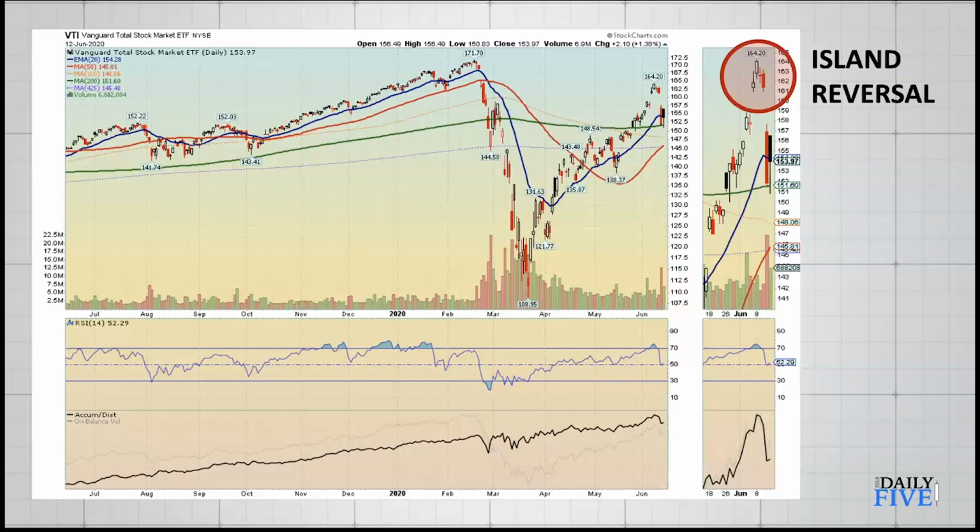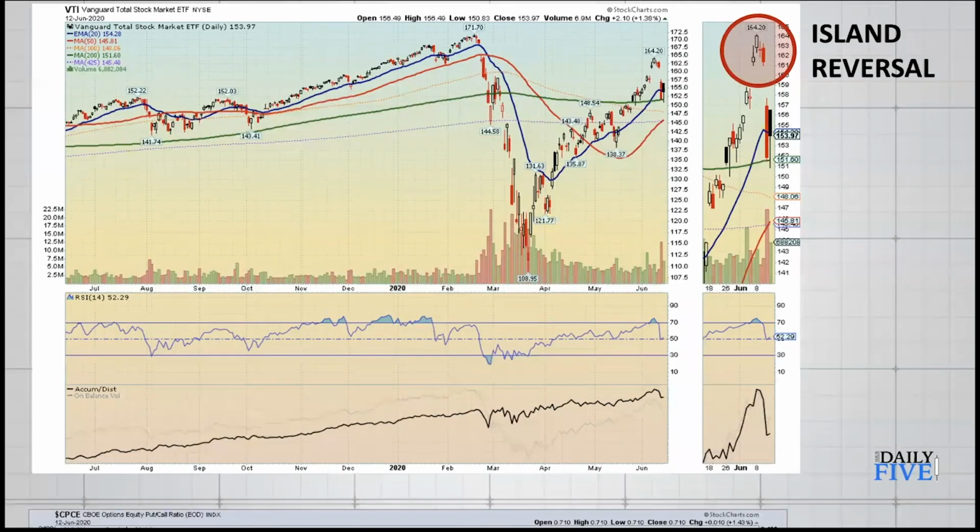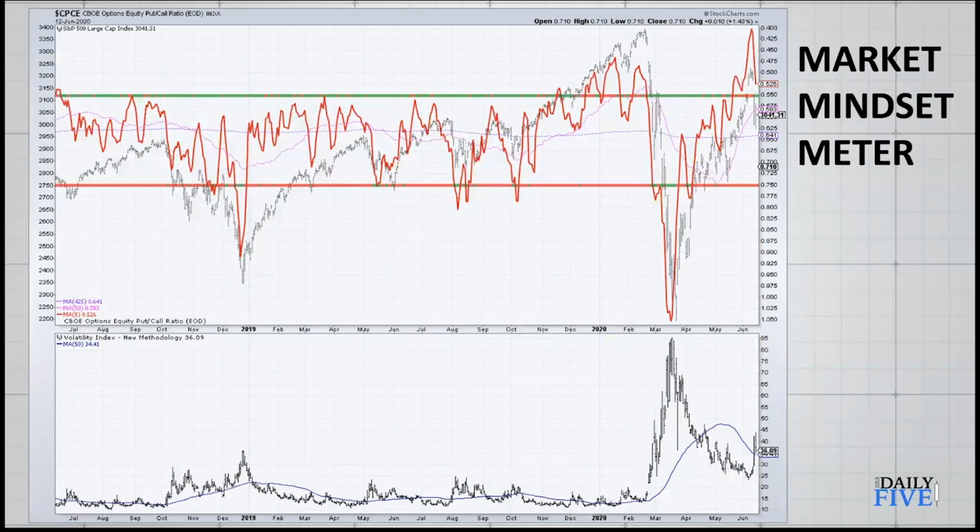So next up, we have what I call the market mindset meter. So a bit of a complex chart. We're going to walk through it here. 3 elements to this chart. We have the equity only put call ratio. That's the red line that you see there. We have the S&P 500 charted behind that. And then below we have the VIX.